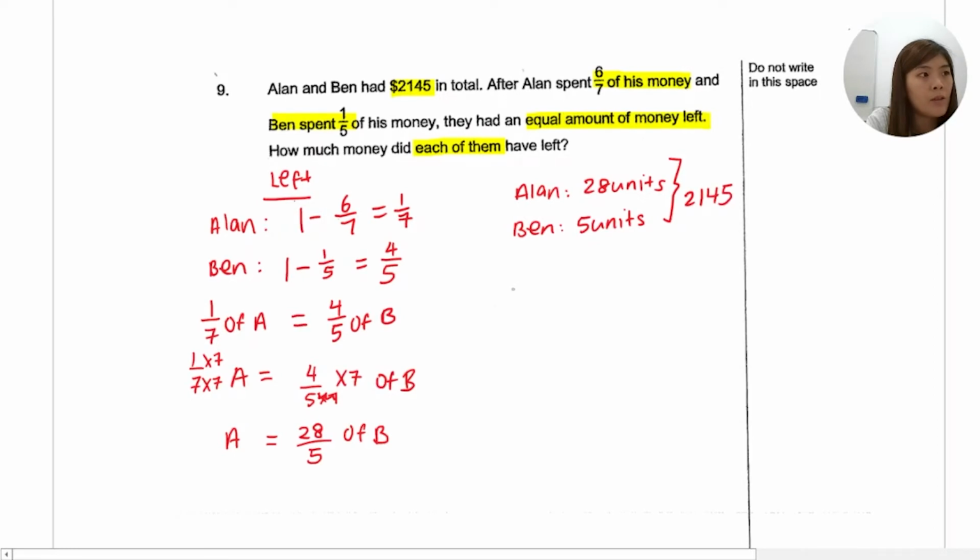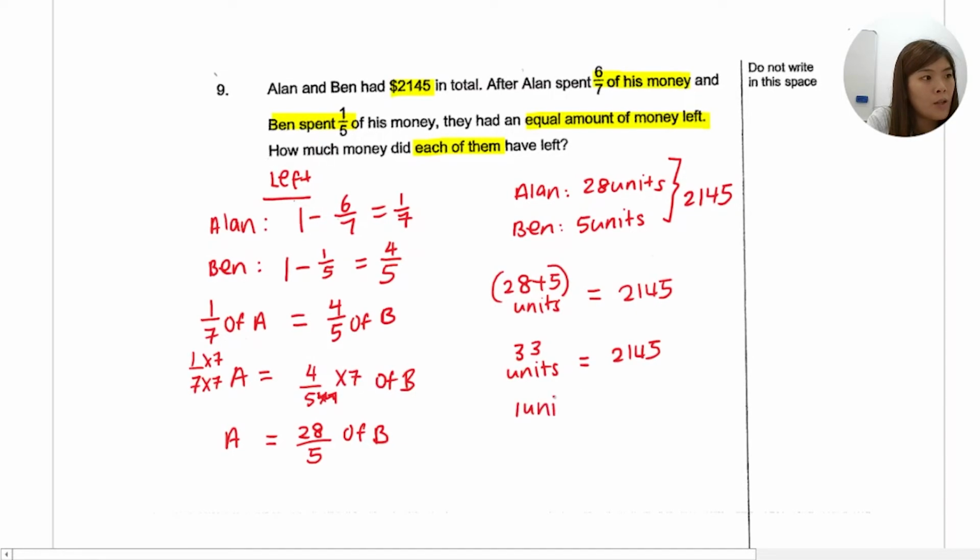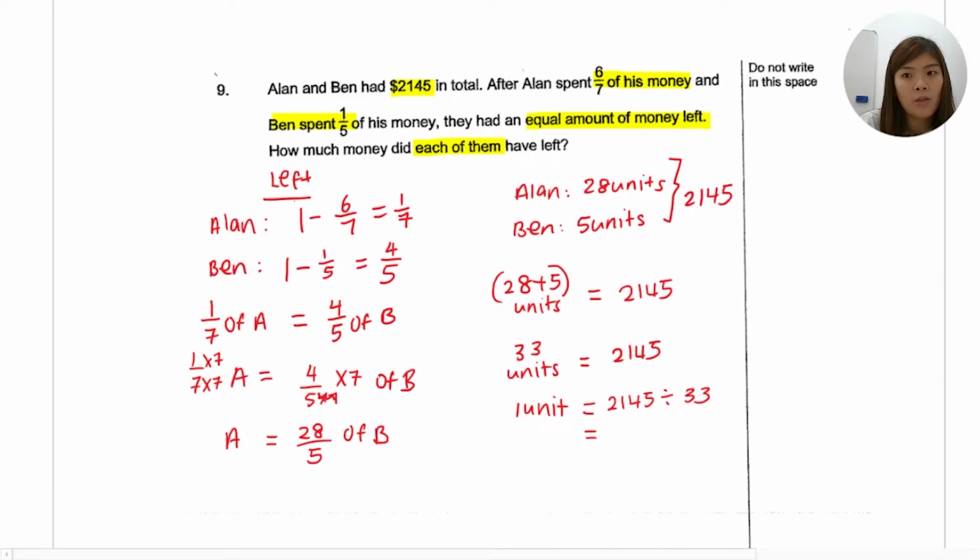In total 2145. So 28 plus 5 units equals 2145. 28 plus 5 is 33 units equals 2145. So 1 unit is equal to 2145 divided by 33. And 2145 divided by 33 is 65.